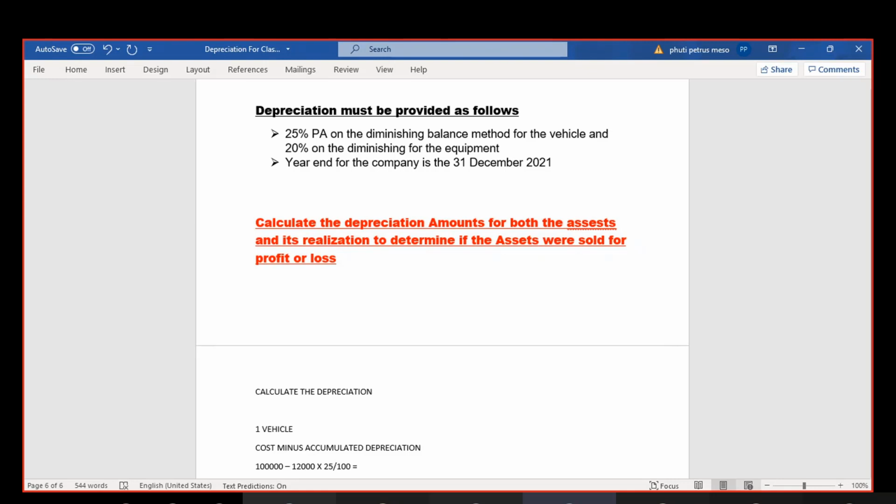So let me try again, just to check. I think maybe you had an error on the calculator. Okay, let's redo it again. So the 100,000 minus 12,000 is 88,000. Okay, so multiplied by 25 over 100 is equal to 22,000.